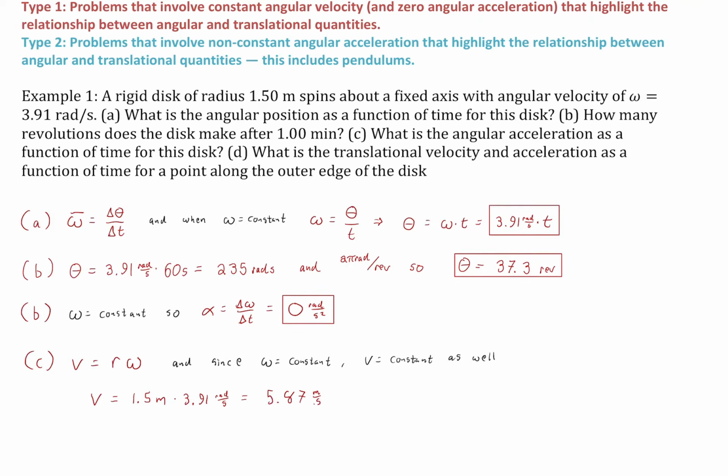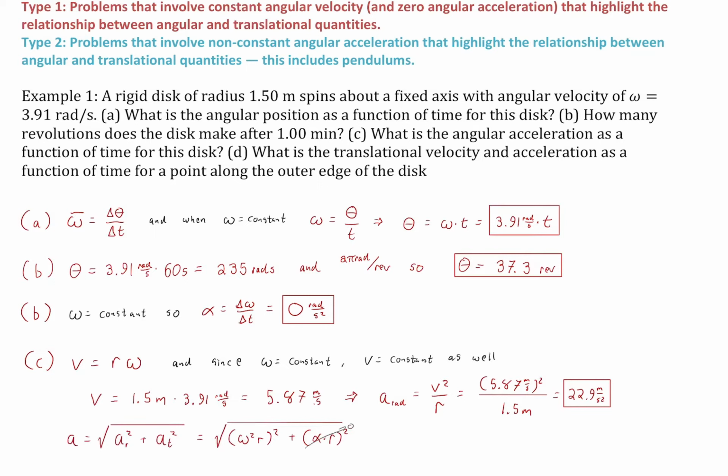And again, that's for a point along the outer edge of the disk. If I asked for a point that was halfway between the center and the outer edge, it would be a different number. But I didn't. I asked for a point along the outer edge. That's why I used the full radius of 1.5 meters. And then the radial translational acceleration is v squared over r, which is going to be 5.87 meters per second, quantity squared, over the radius. That also gives us a constant value, because everything in here is constant. So the radial acceleration is constant as well. It's 22.9 meters per second squared.